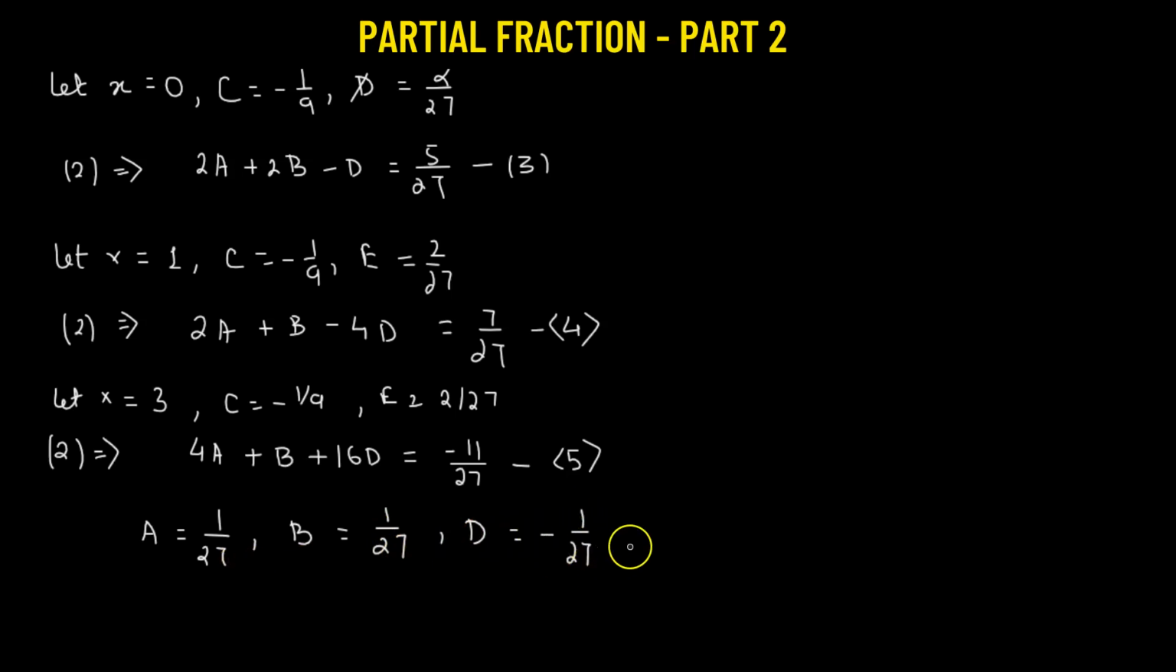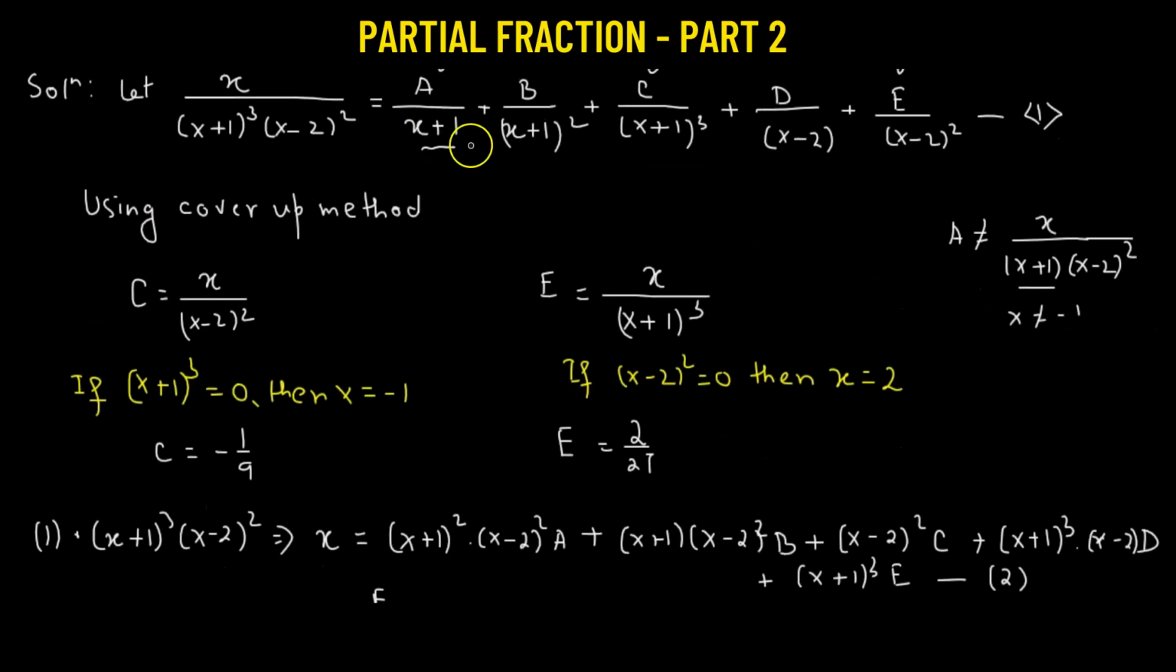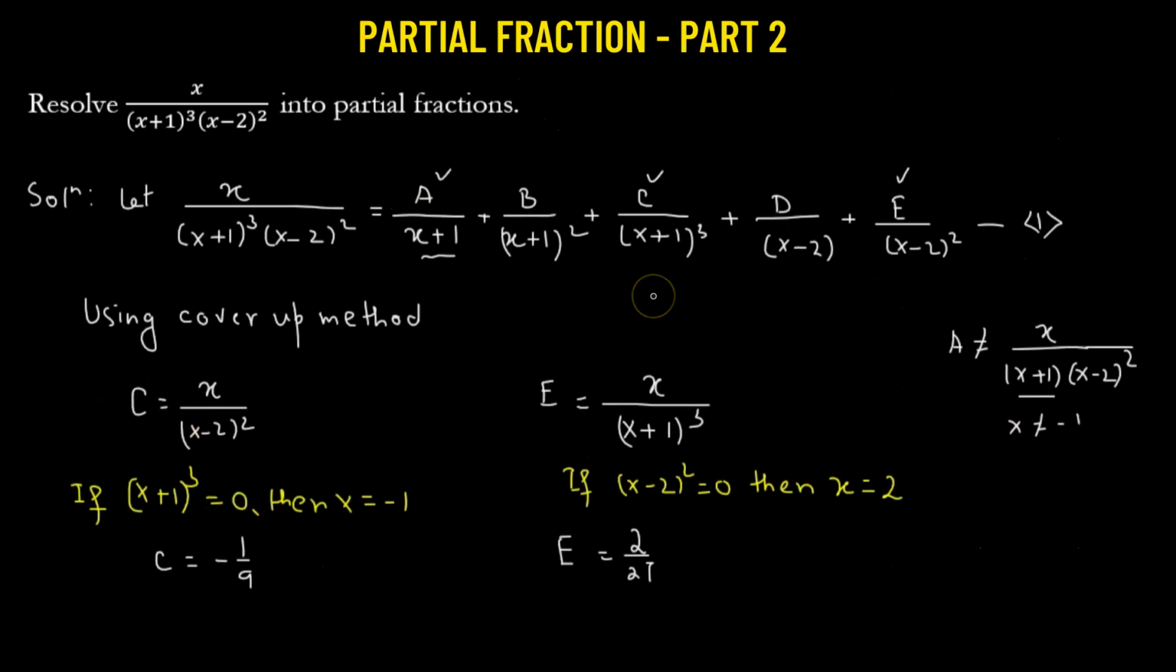So we have a, b and d, and we have already found out the value of c, which is negative 1 over 9, and e value, which is 2 over 27. We can substitute all these 5 constant values back into our equation number 1, and that will give us the final result. So let's do that.